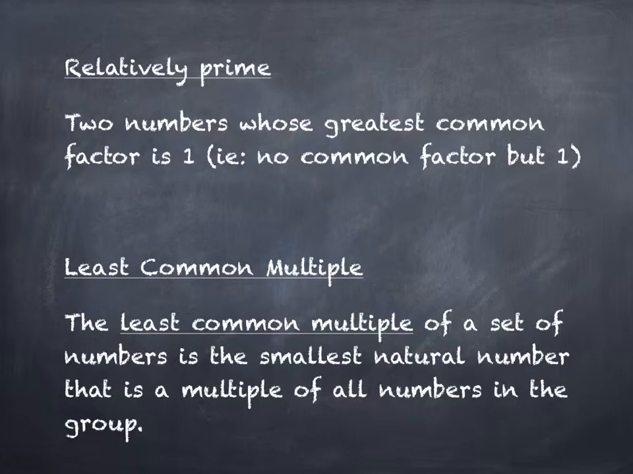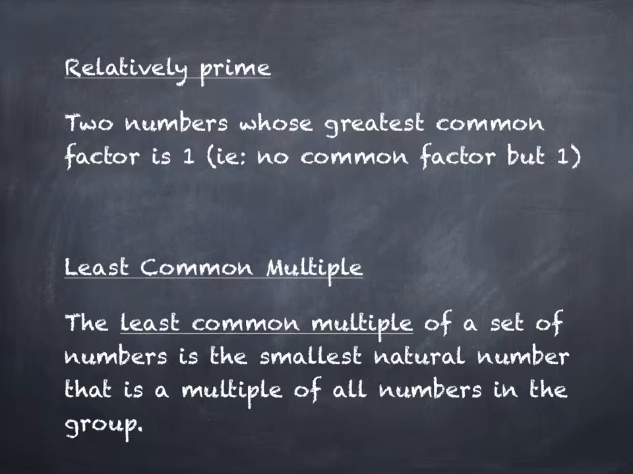Now, we need that feature because that tells us where we stop factoring, right? We stop factoring when we are not able to do so anymore. But we have this term, relatively prime. It means they're prime relative to one another, not relative to the prime numbers, but to one another.